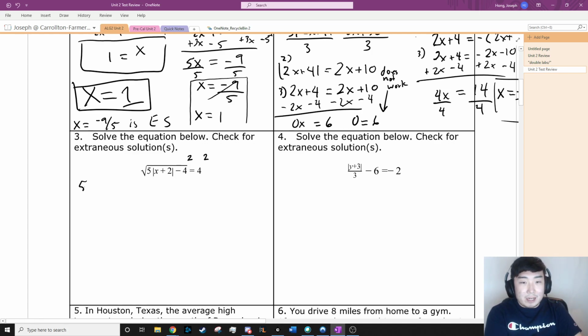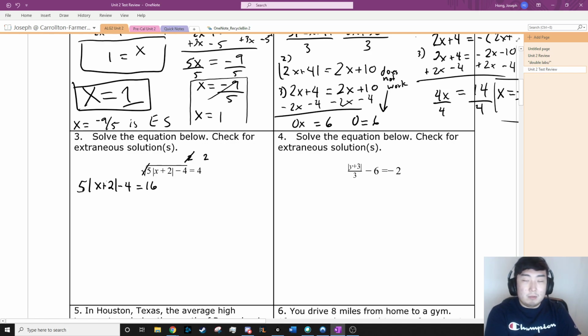So I have 5 times the absolute value of x plus 2 minus 4 is equal to 4 squared, which is 16. And how come I did not square my negative 4 or my 5? Because this square cancels out this square root. And that's why I have this left over. Okay.